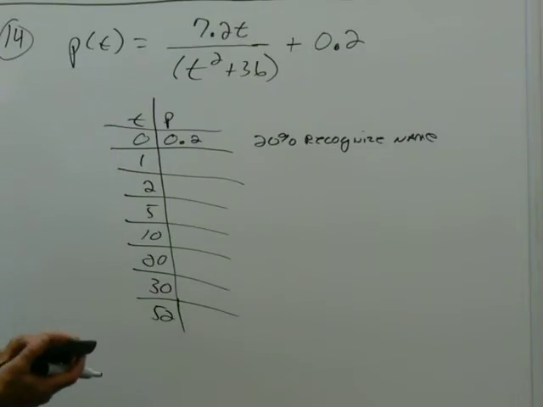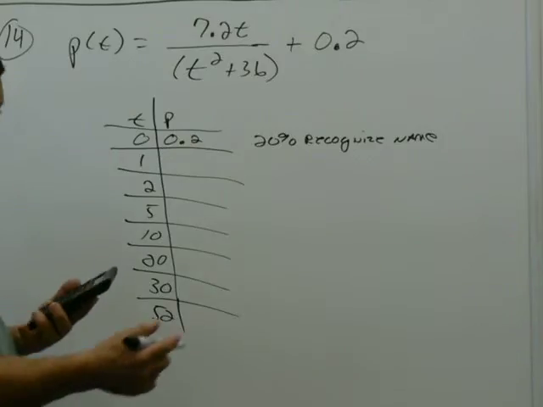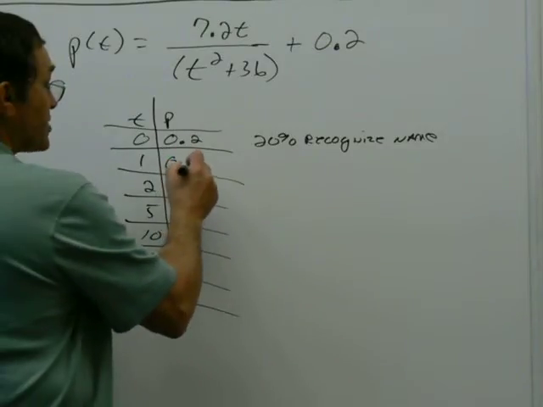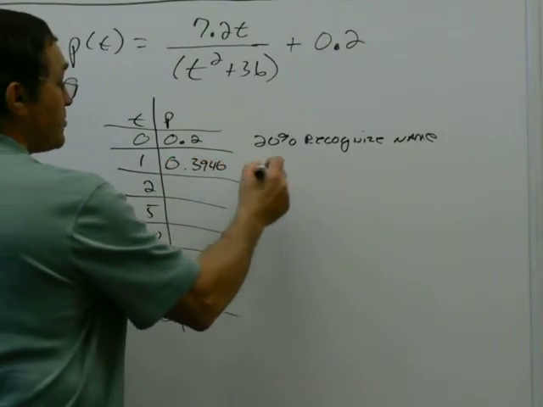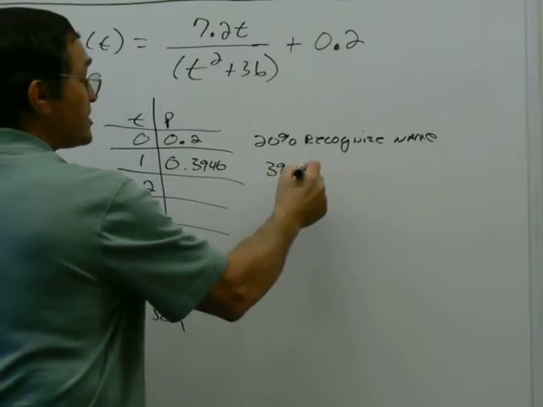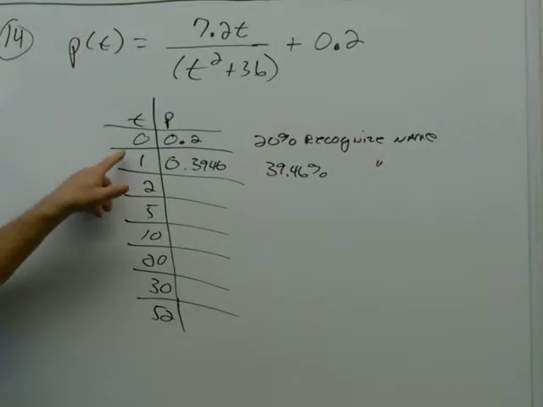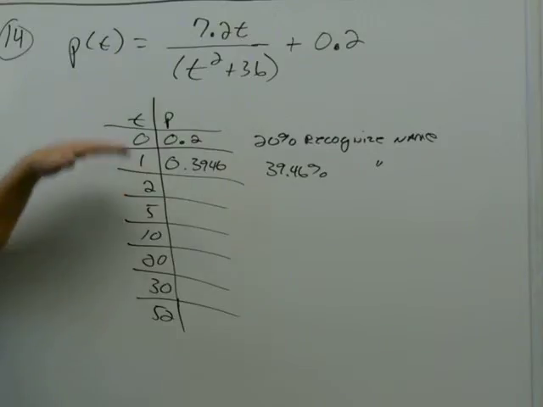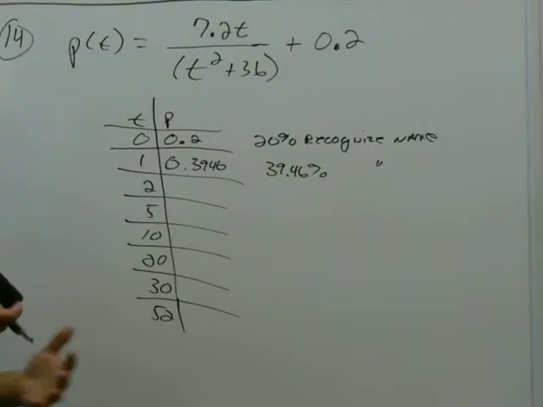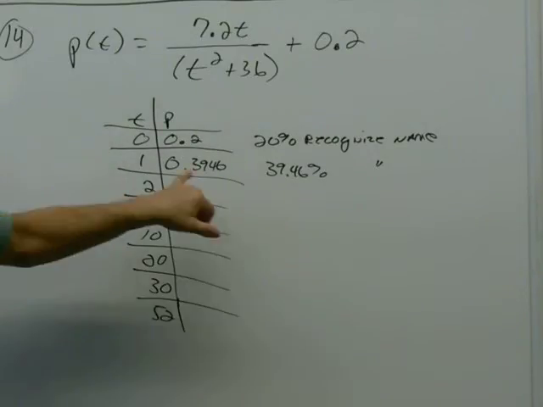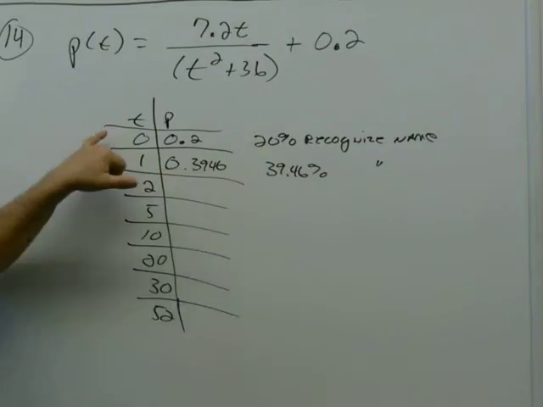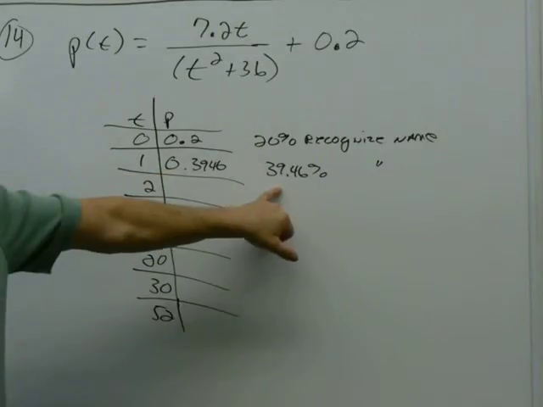If t is 1, and I evaluate the function, I get 0.3946, which means 39.46% of the people recognize the candidate's name 1 week into the campaign. So see, they're advertising on TV, and there's talk shows and things like that going on. And so we had 20% recognized when the campaign started, and we're already up to 39.46.